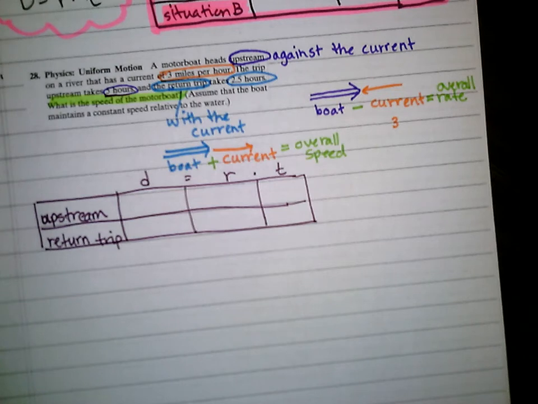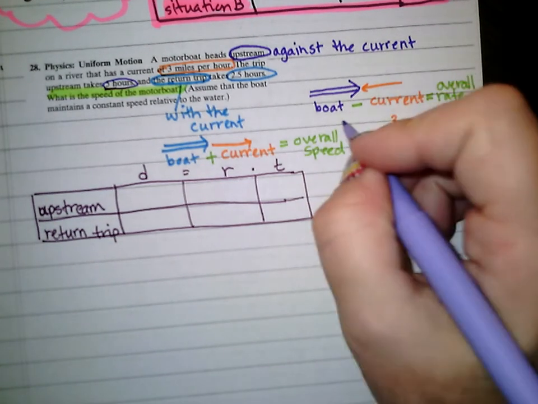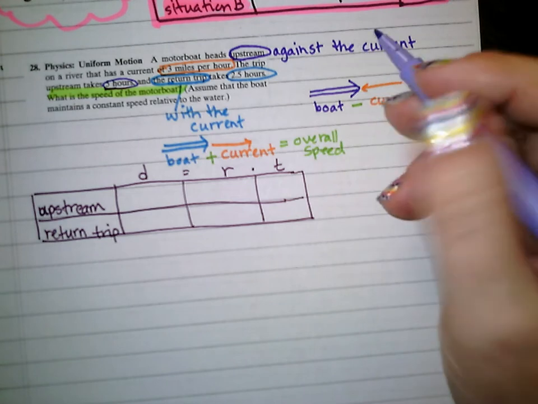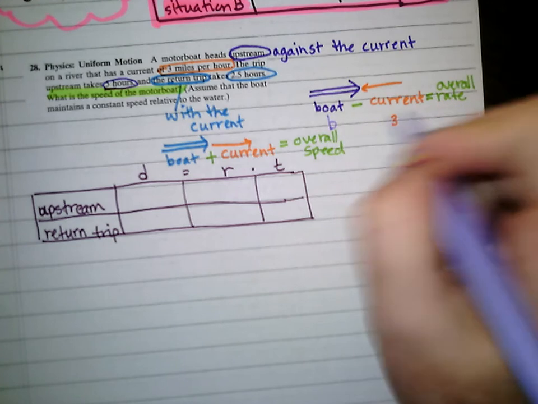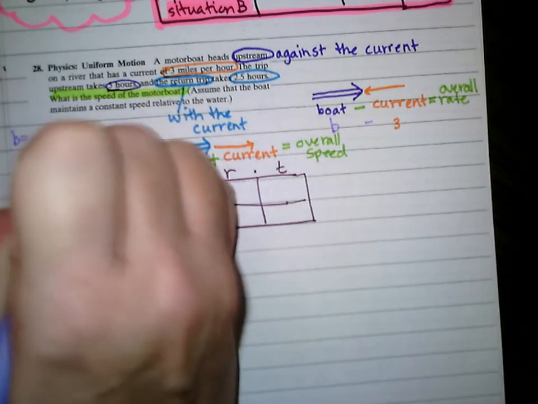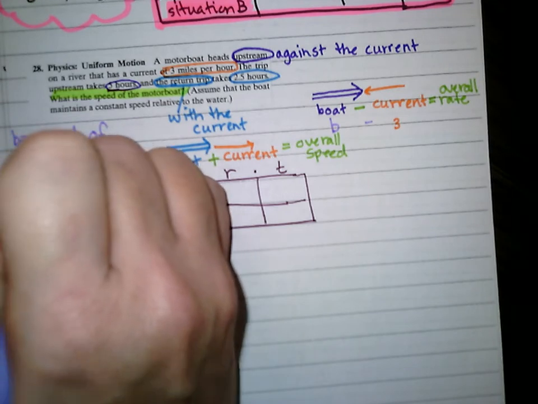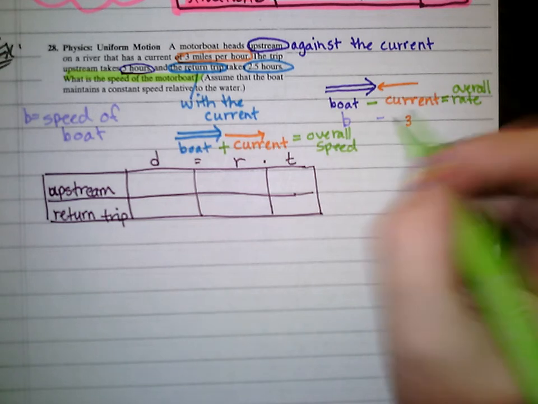So let's say, maybe you could use X if you want. I usually use something like B or S for speed of boat. I'm going to use B. So I'll say B equals speed of boat. Make sure you define your variables when you do these problems. That way when you're done, you'll know what variable you solved for.